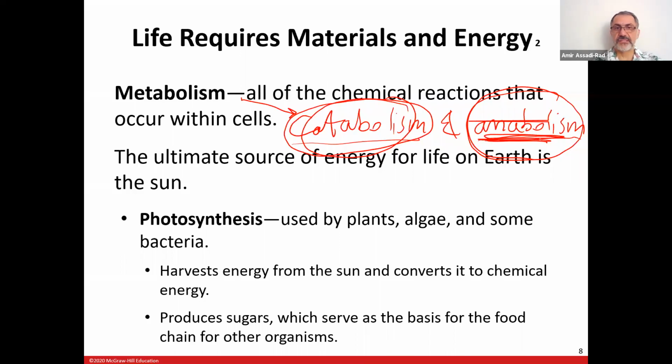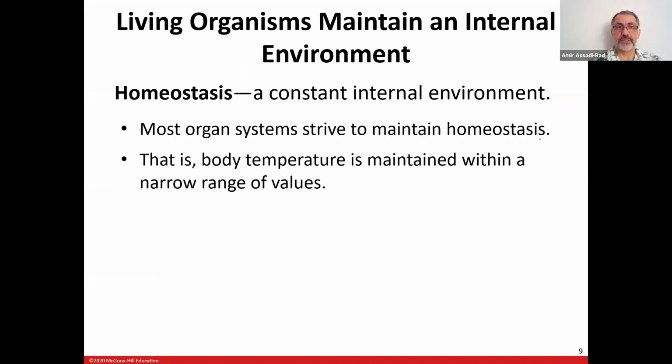It's not protein, it's not carbohydrates, which you're familiar with. It's photosynthesis, used by plants, algae, and some bacteria, and it harvests energy from the sun and converts it to chemical energy, producing sugar, which serves as food. We will not talk about photosynthesis in this class as much, but as long as you know plants turn sunlight, with the help of water and the minerals from the ground, into sugar, into protein, into fat. Everything that we eat comes from plants, and of course, as I said, animal products as well.